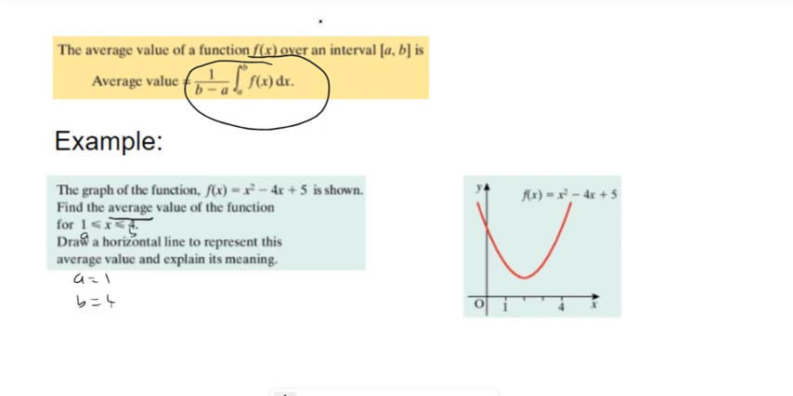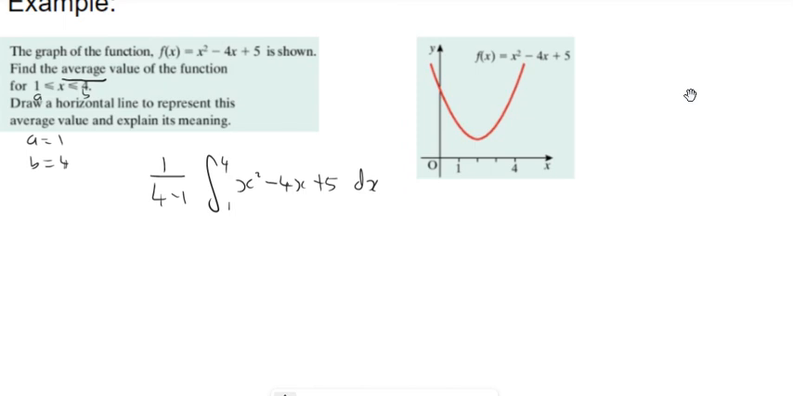So then it's pretty straightforward. We're just putting it into the formula. So it's 1 over 4 minus 1, and then the integral between 4 and 1 of x squared minus 4x plus 5 dx. And then 1 over 4 minus 1, that's just going to be 1 over 3. So you can just leave 1 over 3 completely outside until the end.